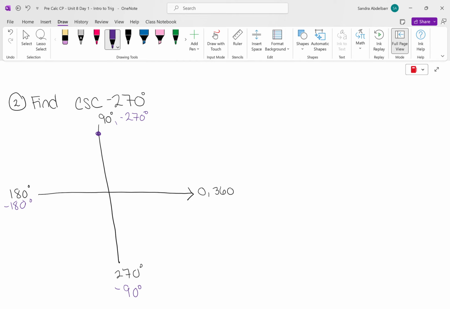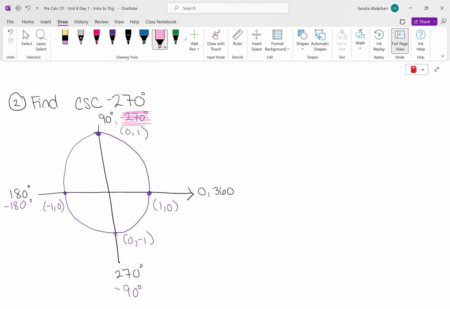Since our angle is on an axis, what are we using? The unit circle. And what do I mean when I say the unit circle? We mean a circle with a radius of 1. So that means this is 1, 0. This is 0, 1. This is negative 1, 0. And this is 0, negative 1. So we're using this.